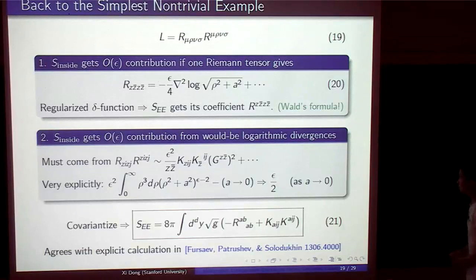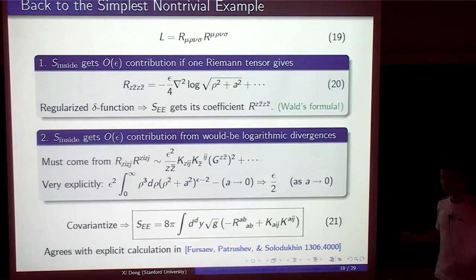which precisely agrees with an earlier explicit computation by these people. They did the calculation in a rather explicit way, where they actually write down a particular metric with transverse space being cylinders or spheres and so on, and then fix the coefficient by computing the whole thing at arbitrary n and then analytically continue. So it's a much more complicated calculation than what I'm doing here. And it's nice to see this computation because it captures where the contribution is coming from.